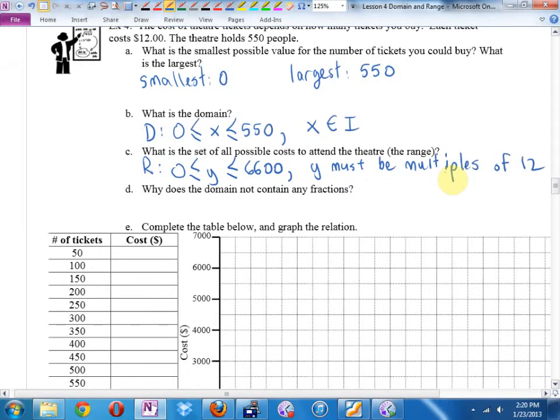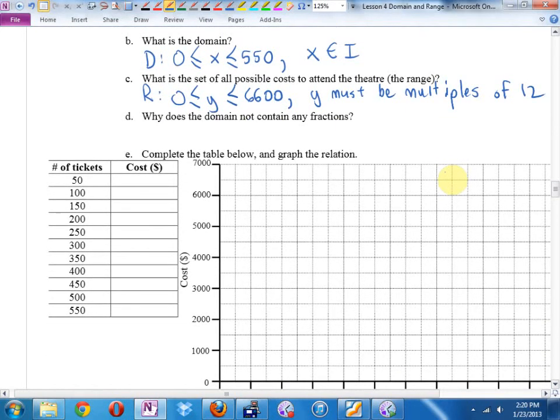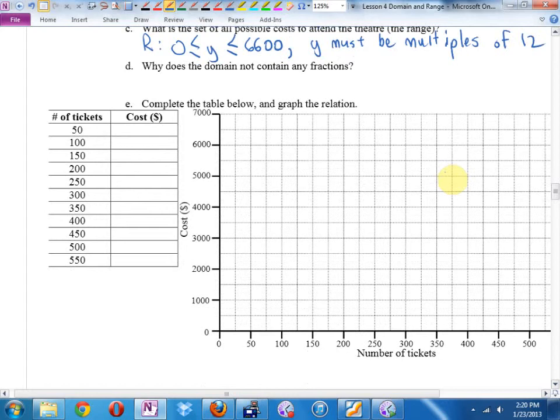Okay. Why does the domain not contain any fractions? Can you buy part of a ticket? Tickets come in chunks, in whole numbers. Okay, let's complete the table below. So 50 tickets is 50 times 12, how much? 600? 100 tickets is how much? 1,200?